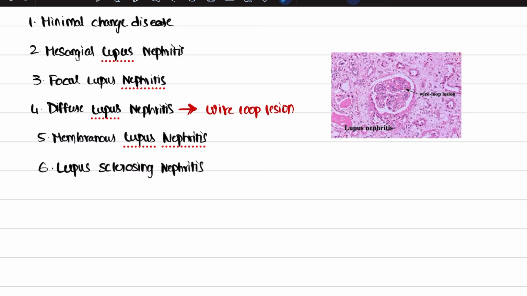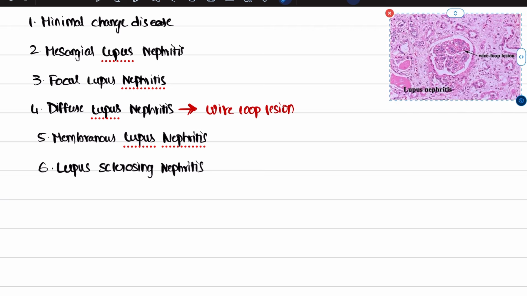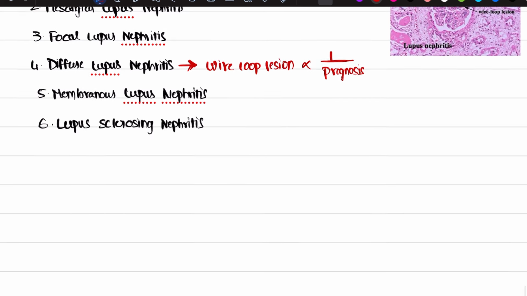Let me paste it here. The wire loop lesion is inversely proportional to the prognosis. That means if there are more wire loop lesions, it is a bad prognosis. If the wire loop lesions are fewer, the patient has a good prognosis. This is what it means.